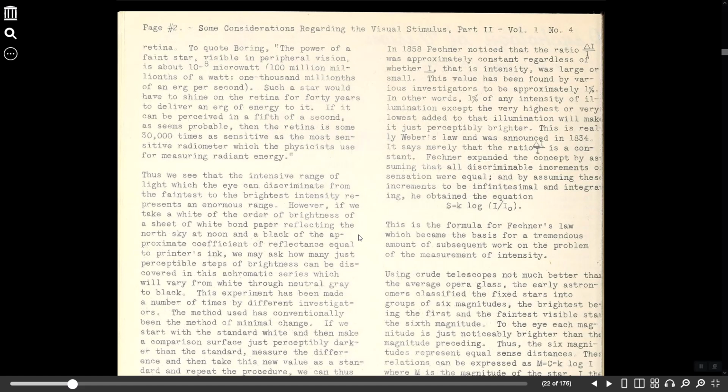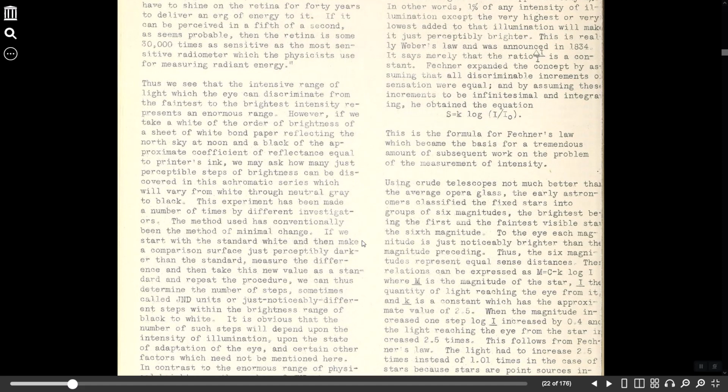This is really Weber's law and was announced in 1834. It says merely that the ratio delta I over I is a constant. Fechner expanded the concept by assuming that all discriminable increments of sensation were equal, and by assuming these increments to be infinitesimal and integrating, he obtained the equation S equals K log times I over I original. This is a formula for Fechner's law, which became the basis for a tremendous amount of subsequent work on the problem of the measurement of intensity.